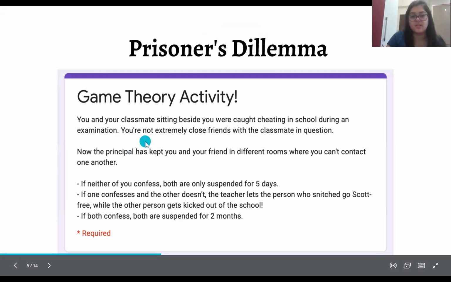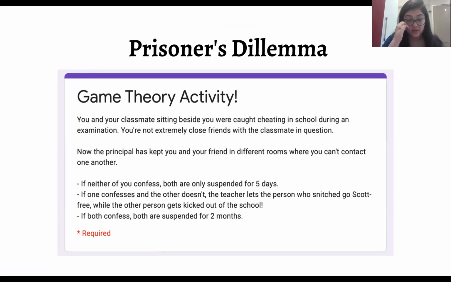Okay, the game theory activity. This is the form that we circulated for everyone. Let's read it out and break it down. You and your classmate were caught cheating in school during an examination. Now what happens is that you have three scenarios essentially. First, if neither of you confess, then you're both suspended for 5 days.